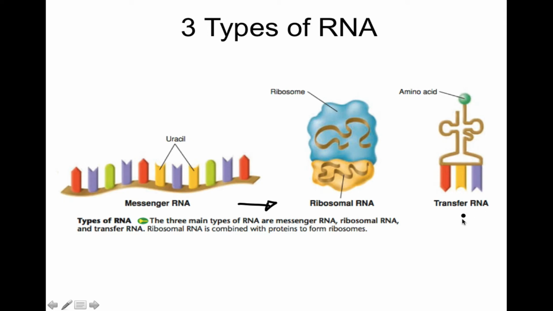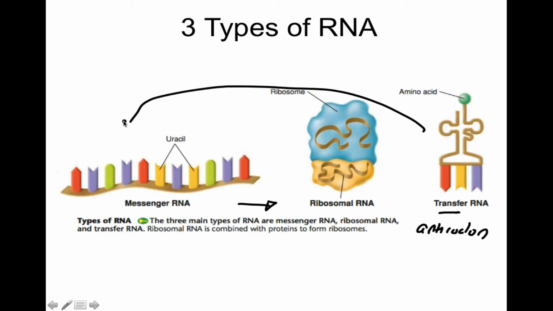So ribosomal RNA, or rRNA, just combines with various proteins in the cytoplasm to form a ribosome. And then we have transfer RNA, also known as tRNA. And this is important because the tRNA contains something called an anticodon. And this anticodon has the complementary base pairs for specific codons of the messenger RNA.